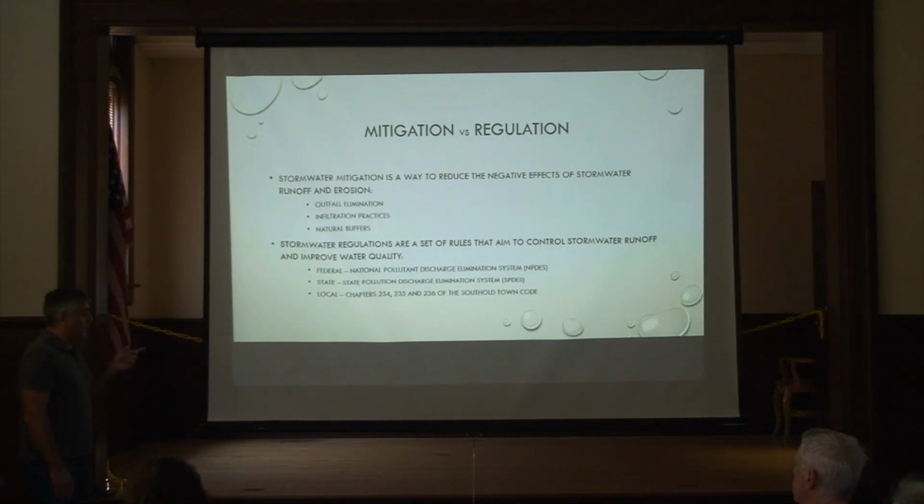And then we have local laws. We have three chapters of local laws that cover stormwater. Chapters 235 and 234 are chapters that are required by the state level regulation. They essentially control runoff from construction sites, both during and after construction, and they regulate runoff that goes through an outfall.